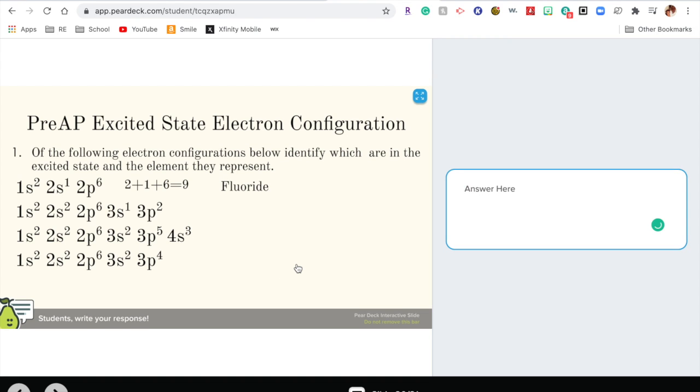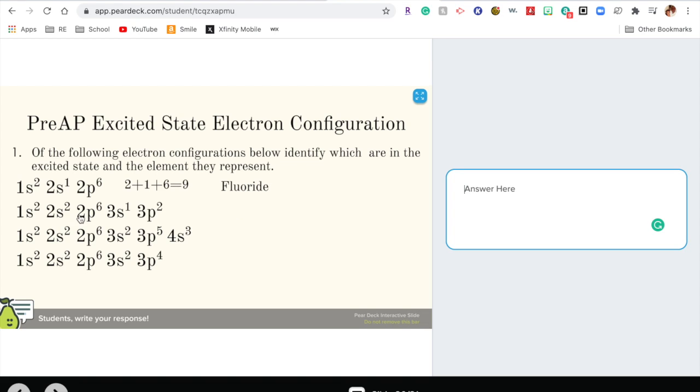Okay, so here's a really good example of that. Whenever you're figuring out, it says, of the following electron configurations, identify which are excited and the element they represent. So this first one is excited. We go and we're like, okay, so we have 1s2 and then we have 2s1. So we can assume that this electron was bumped up to 2p. The electron from 2s was bumped up to 2p. So how I figured out what element it was, I took these numbers at the top and I added them up. So it's 2 plus 1 plus 6 gives us 9, which is fluorine.